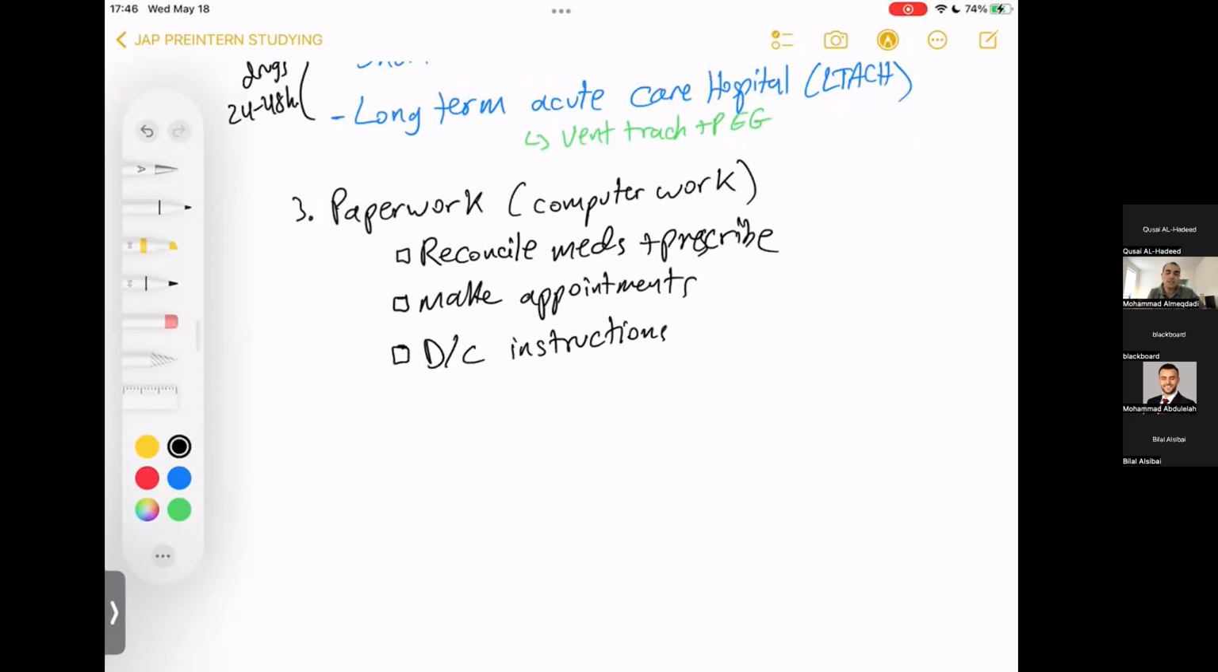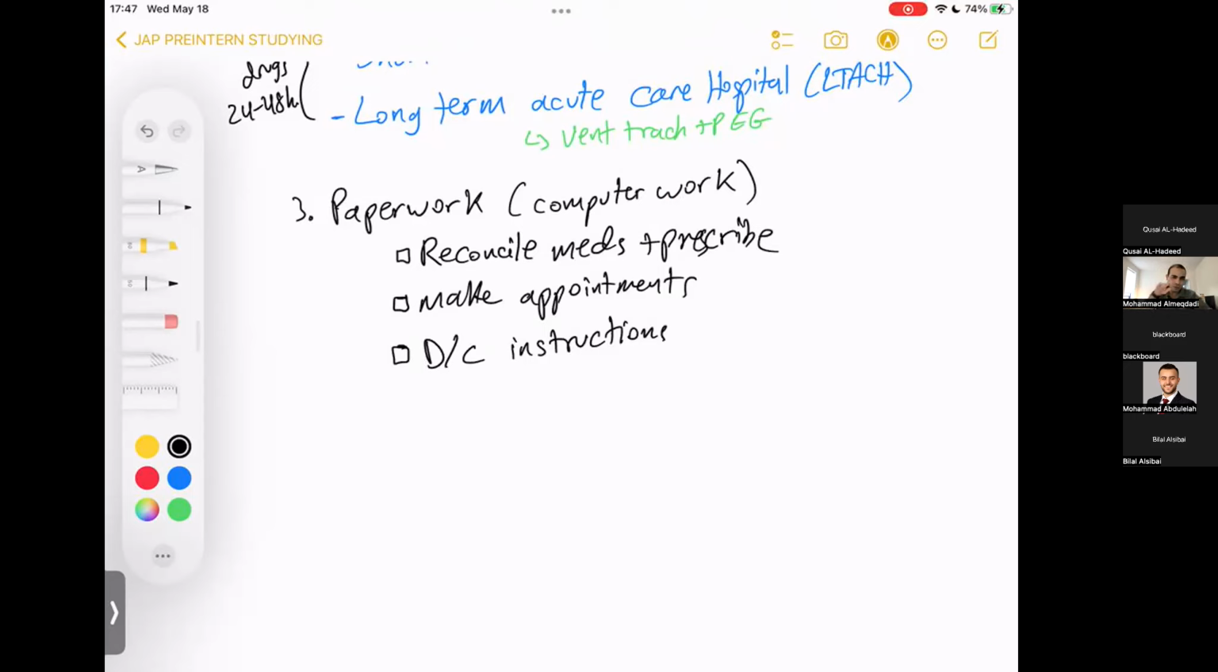And these discharge instructions are going to be in layman's terms, like, dear Mr. So-and-so, you were admitted to the hospital because of this. We did this to you. We're discharging you with this. These are the changes to your medications. These are the appointments you need to follow up.